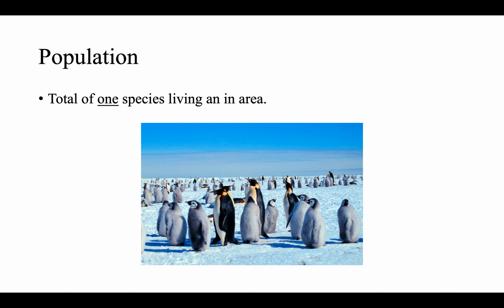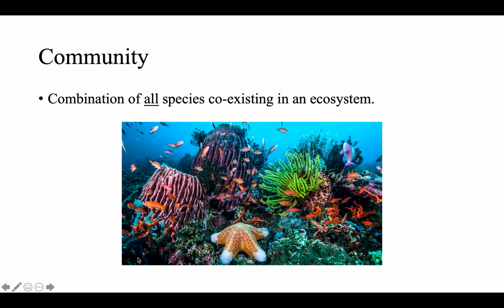So what is the difference between a population and a community? A population is the total of one species living in an area. So this population of penguins here includes just the penguins. While a community is a combination of all species coexisting in an ecosystem.